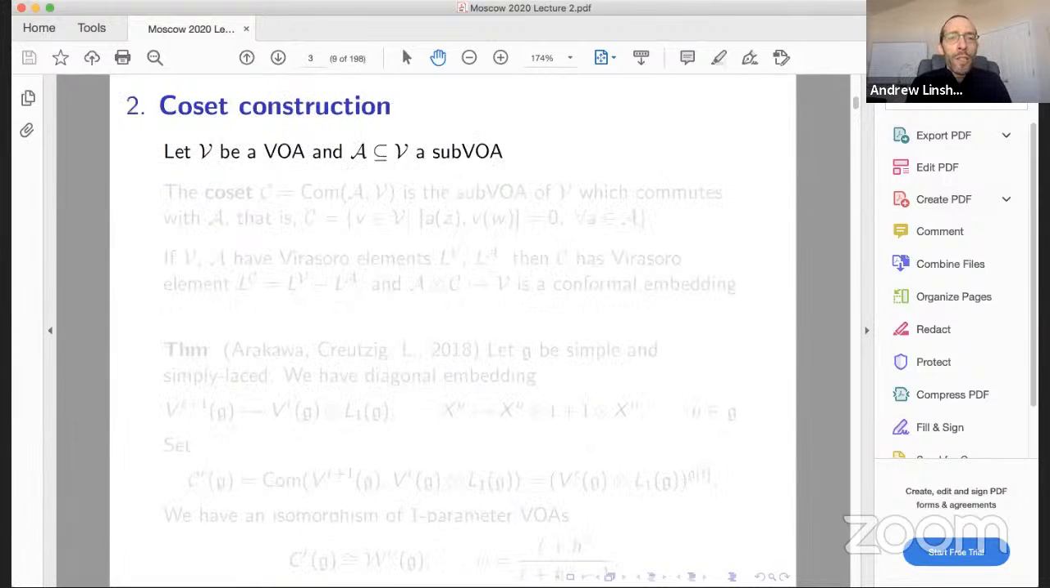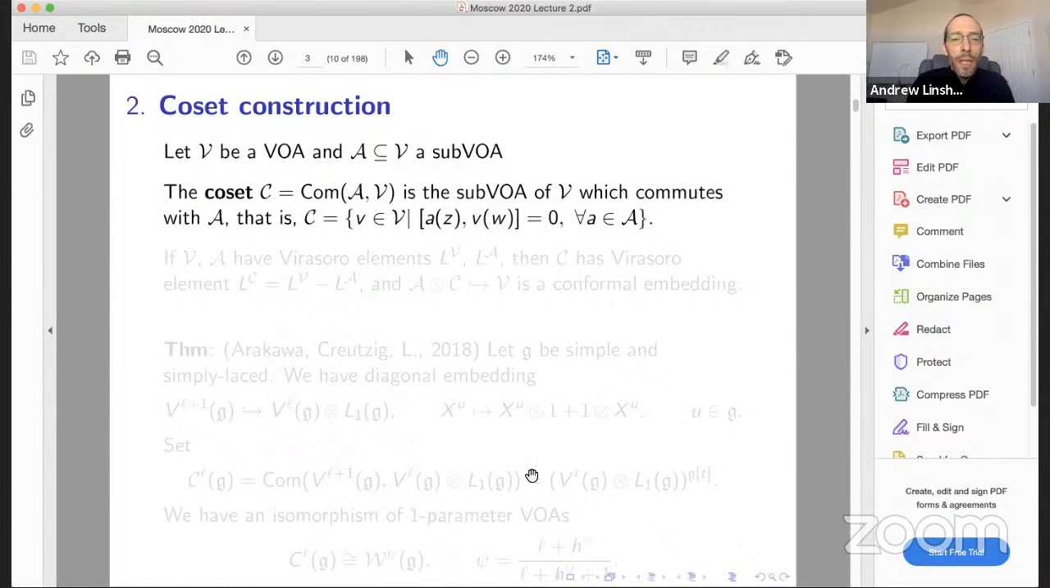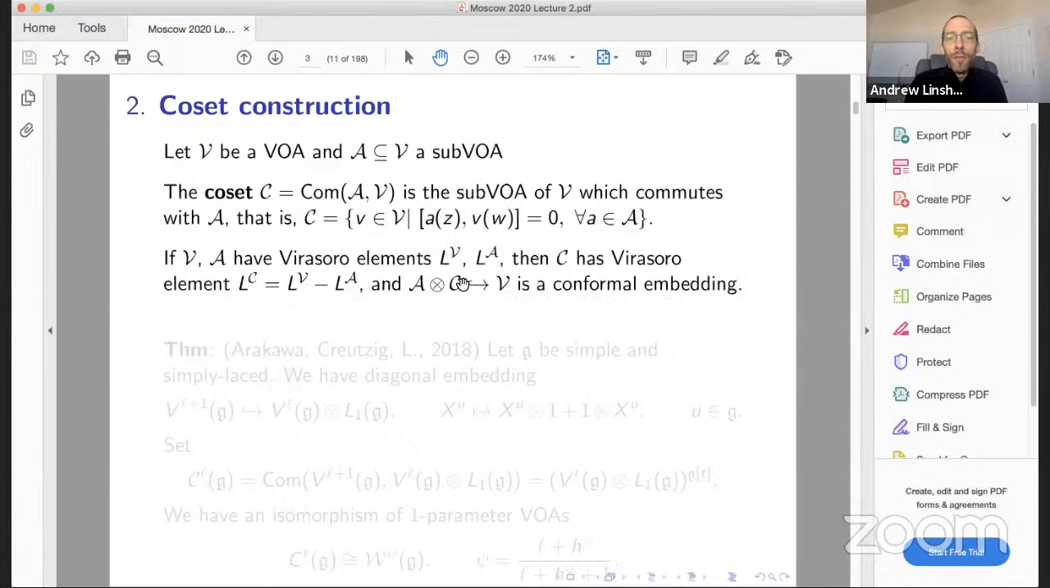The coset construction, this is a general construction in VOAs that has come up a couple of times. So let's say V is a VOA and A is a sub VOA. The coset is just the sub VOA consisting of elements of V which commute with everything from A. And if V and A have Virasoro elements, L^V and L^A, then the coset has Virasoro element equal to the difference, L^C is L^V minus L^A, so that the tensor product of A with its coset conformally embeds in V.